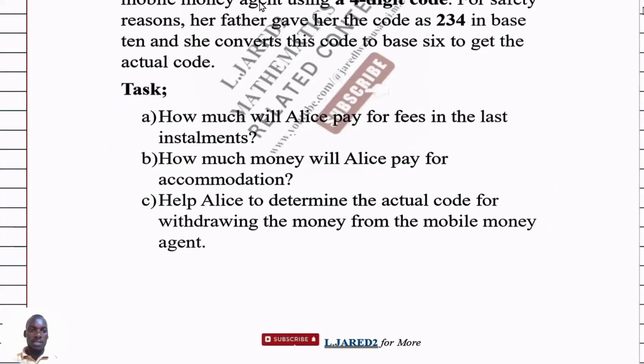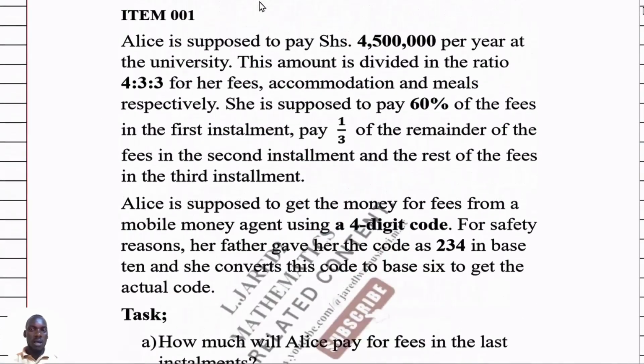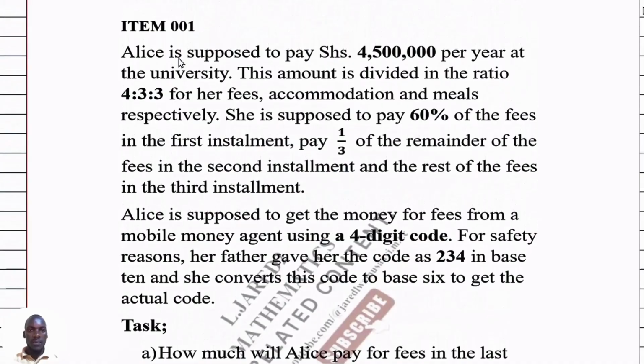After reading the tasks, we have to go back and read the scenario. Alice is supposed to pay shillings 4,500,000 per year at the university. This amount is divided in the ratio 4:3 for her fees, accommodation, and meals. So we have three of them respectively. She is supposed to pay 60% of the fees in the first installment, pay a third of the remainder of the fees in the second installment, and the rest of the fees in the third installment.